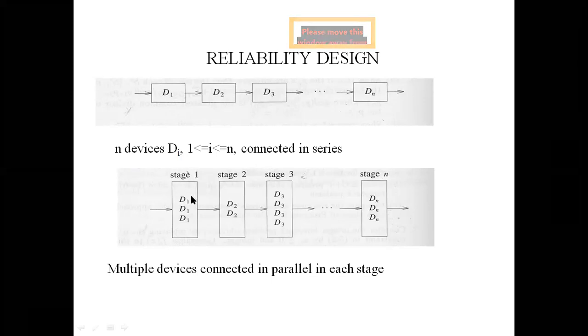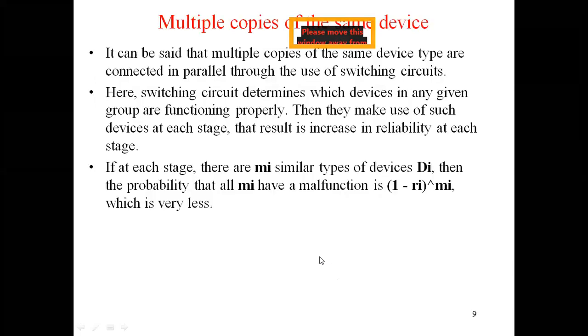In stage 1, the device of type D1. In stage 2, the device of type D2. In stage 3, the device of type D3. Stage N, the device of type Dn. So multiple devices are connected in parallel in each stage. We are considering multiple copies of the same device. Multiple copies of the same device type are connected in parallel through the use of switching circuits.